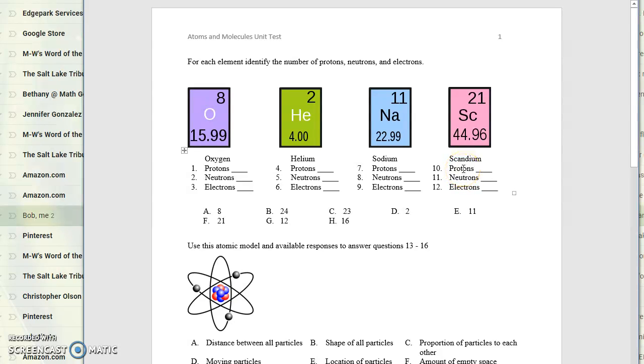Number 10, the number of protons. Number 11, the number of neutrons. Number 12, the number of electrons for scandium. Your available choices are A, 8, B, 24, C, 23, D, 2, E, 11, F, 21, G, 12, H, 16.